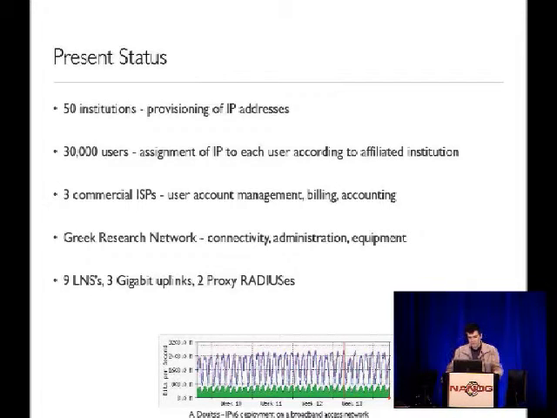Okay, like I said, the Greek Research Network provides all the connectivity, all the administration, and of course, the Greek Research Network buys all the equipment. At this point, the equipment are 9 Cisco 7300 LNSs. They are connected to the Greek Research Network backbone by using 3 gigabit uplinks. This can be upgraded at will if the Greek Research Network sees fit to. And of course, there is also the administration of 2 proxy radius servers, which are set up in a redundant configuration.